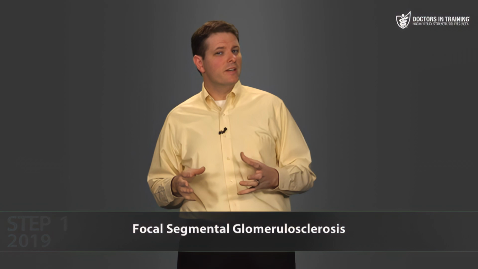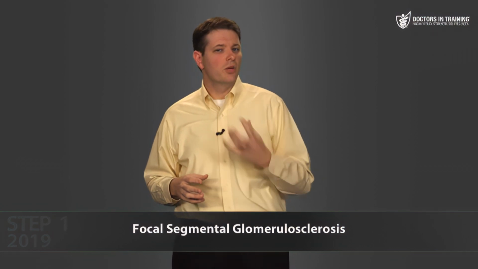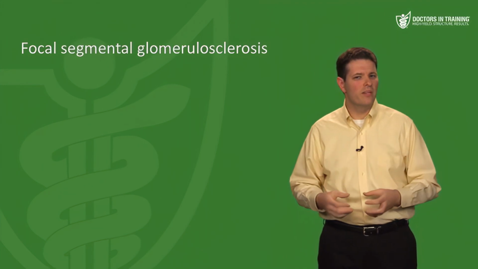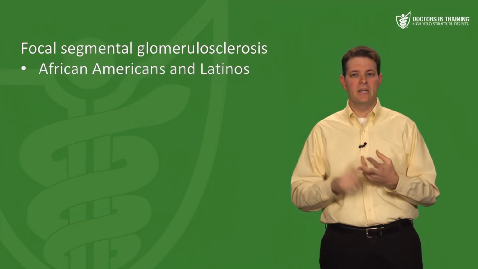If minimal change disease is the most common cause of nephrosis in children, what's the most common cause of nephrosis in adults? Well, that's a harder question to answer, believe it or not, but in the U.S., I believe it's a disease called focal segmental glomerulosclerosis, or FSGS. So it used to be that membranous nephropathy was more common. We're going to talk about that one next. But sometime in the 80s or early 90s, there was a shift toward more FSGS. So FSGS is definitely more prevalent in African Americans and also in Latinos.